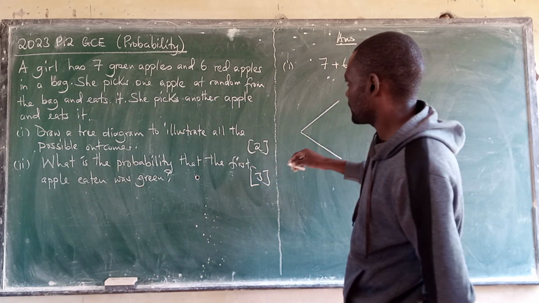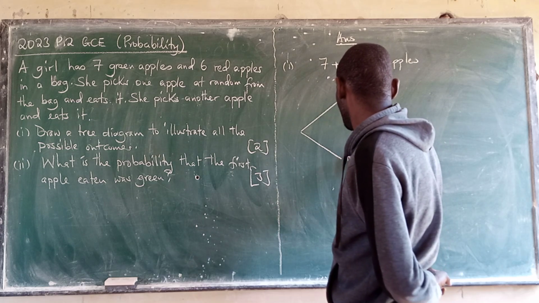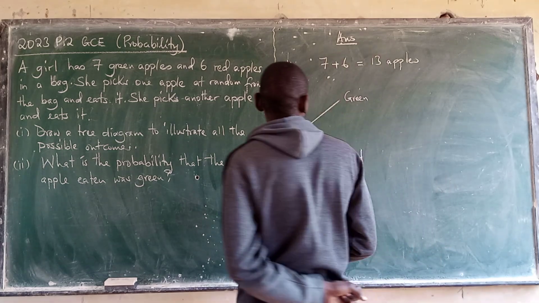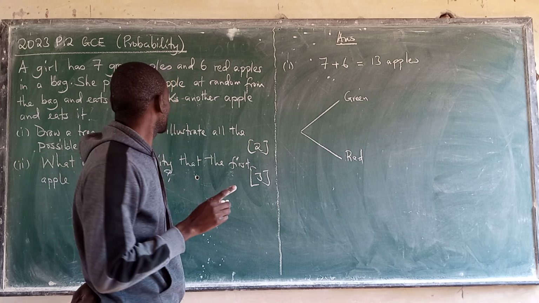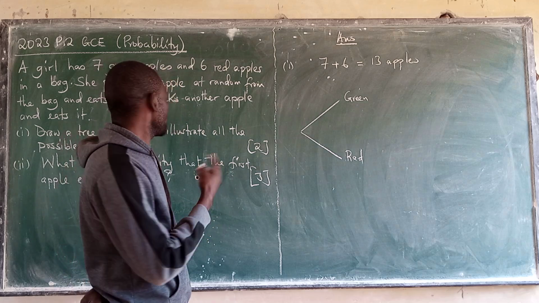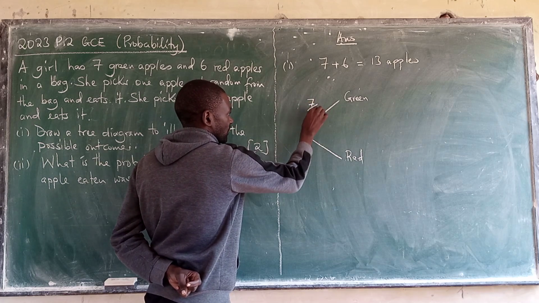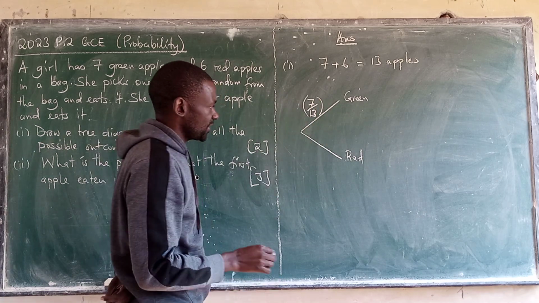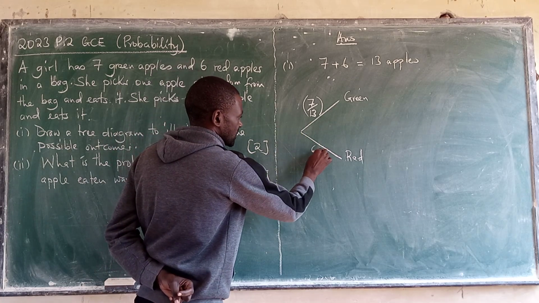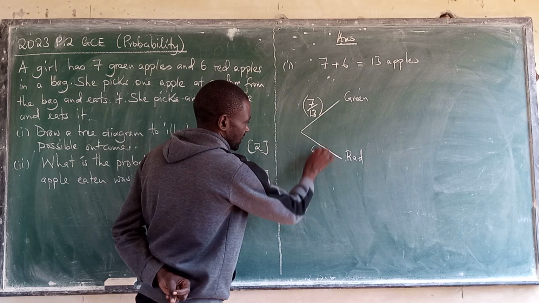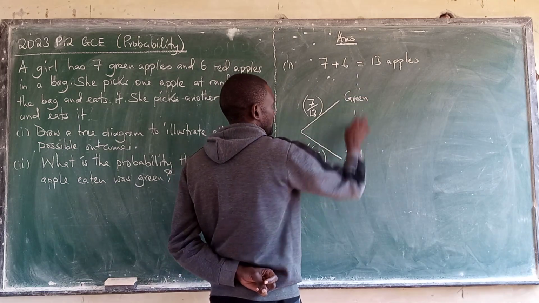The colors that we have are green and red. So we'll have green here, then red there. Now the probability of picking a green apple from this bag. The green apples are 7, so it is 7 out of a total of 13. So that is the probability. And then the probability of picking a red apple is 6 out of 13.